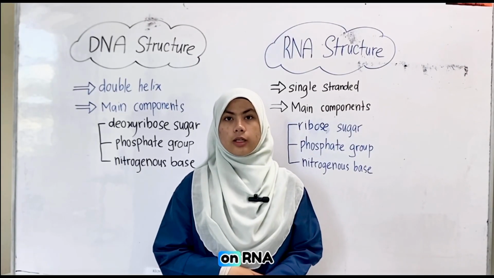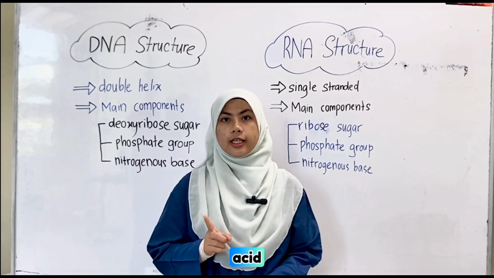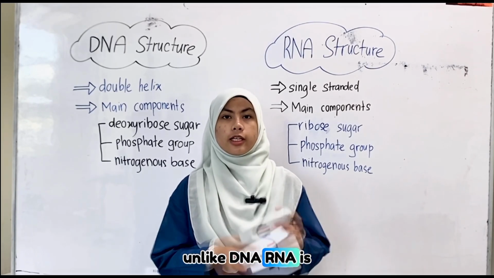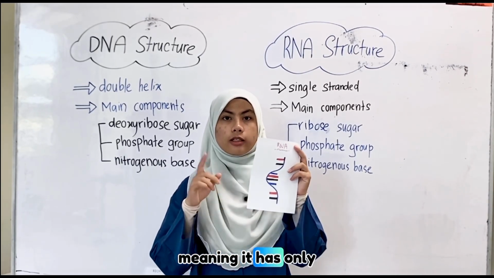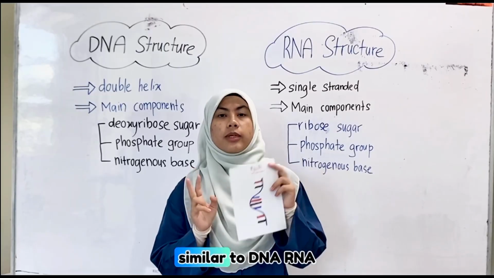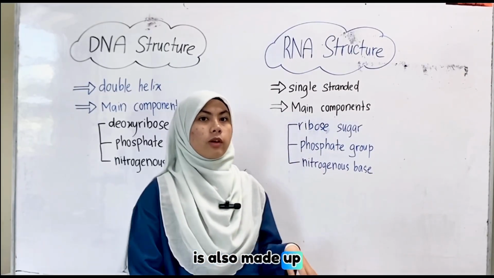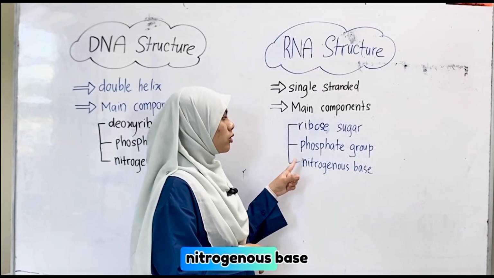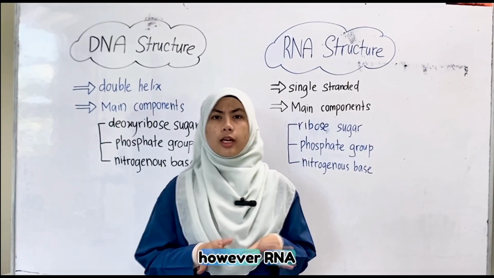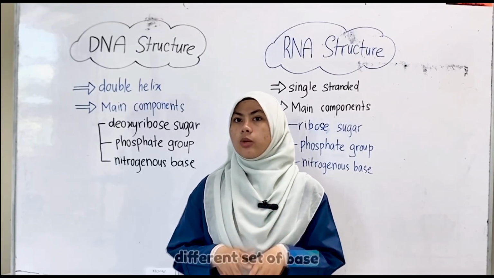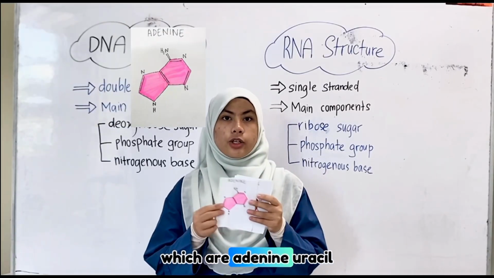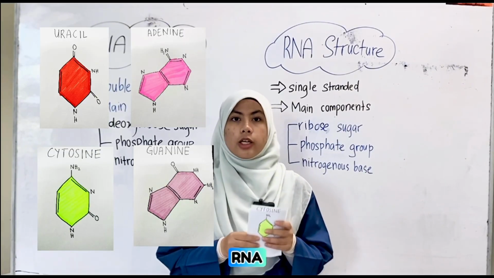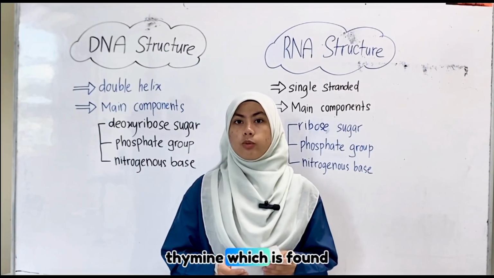Next, we will focus on RNA, which stands for ribonucleic acid. RNA has a simpler structure compared to DNA. Unlike DNA, RNA is usually single-stranded, meaning it has only one strand instead of two. Similar to DNA, RNA is also made up of nucleotides, and each nucleotide consists of ribose sugar, phosphate group, and nitrogenous base. However, RNA has a slightly different set of bases, which are adenine, uracil, guanine, and cytosine. In RNA, uracil replaces the thymine found in DNA.